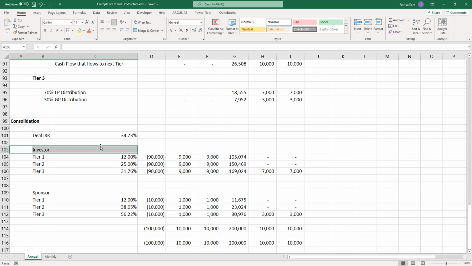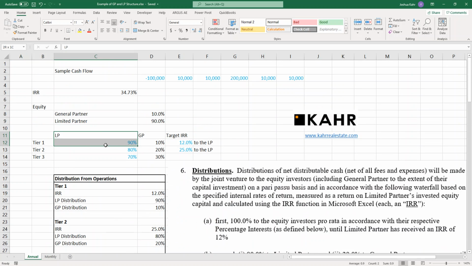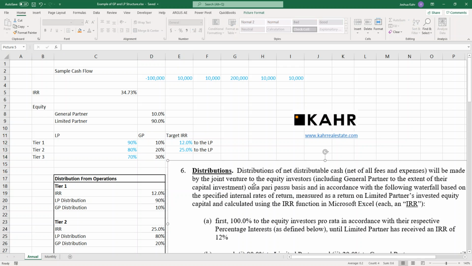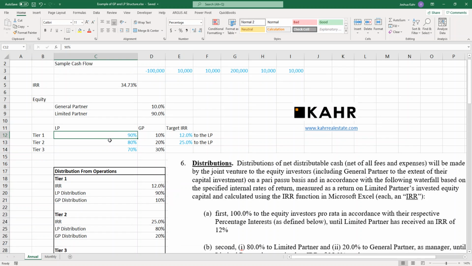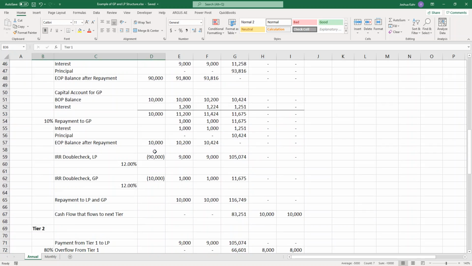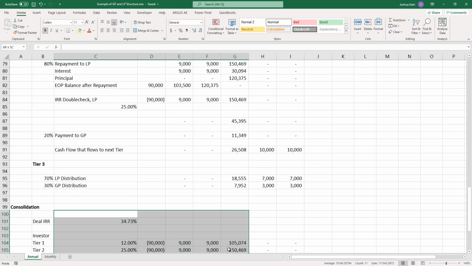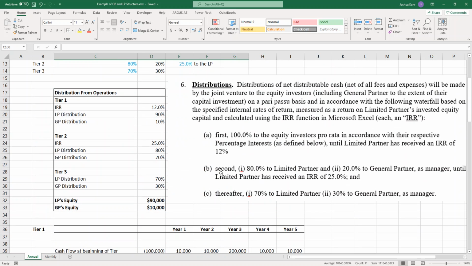So whether we call the person putting it together the GP or the sponsor, or the investor or the LP, it's all the same. One person puts up more of the money, that's the investor, and as the deal is more and more successful, the general partner gets a bigger and bigger slice. That's the basic layout of this thing. So big picture, take the written words, turn them into cells, break up the tiers, and then make sure you're calculating tier 1 separate from tier 2, separate from tier 3, and then consolidate everything at the bottom. That's the basic layout of this.